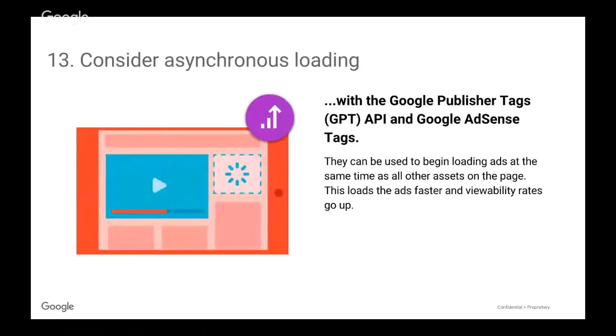Not only that, we strongly recommend asynchronous loading with the Google Publisher Tag API and AdSense tag. So what does it mean? It means that instead of loading the content first and then loading the ads later, depending on the needs and priorities of your website, you might want to consider experimenting with loading the ads together with the content. That way, it reduces the probability that users have to scroll down before the ads load, and this in turn will increase viewability and CTR.